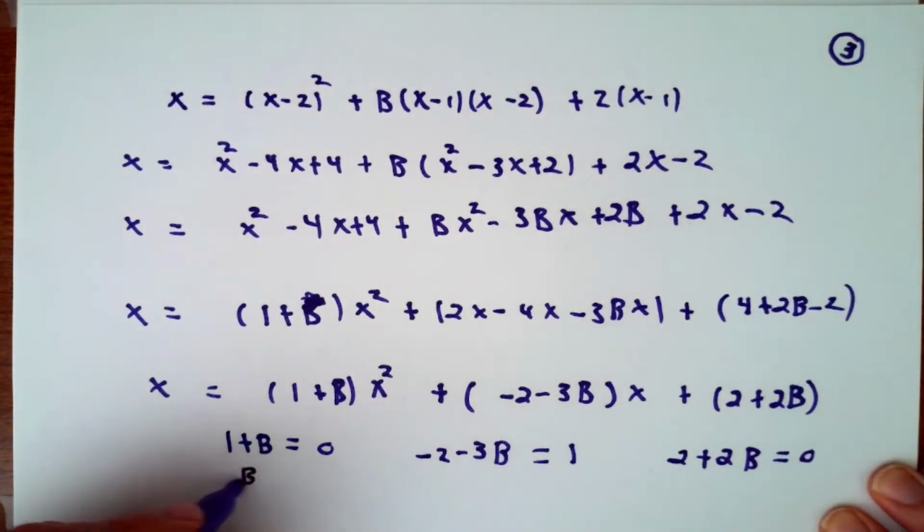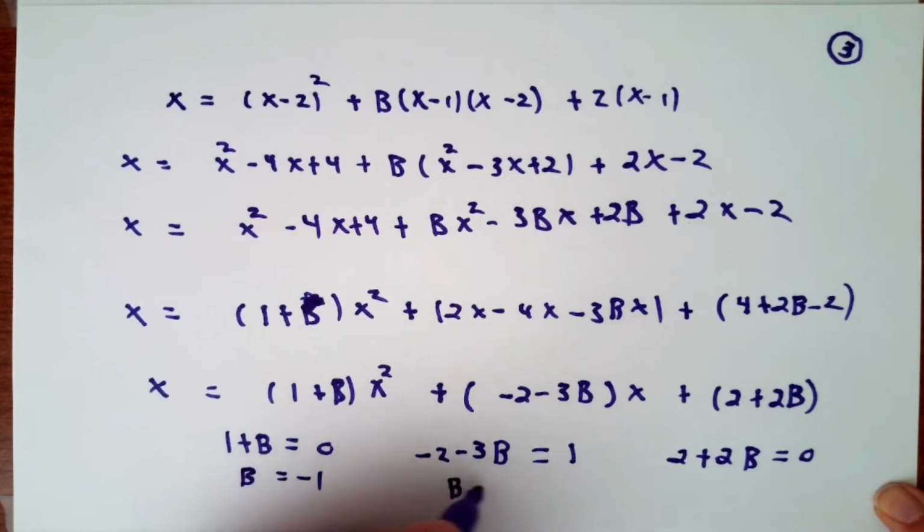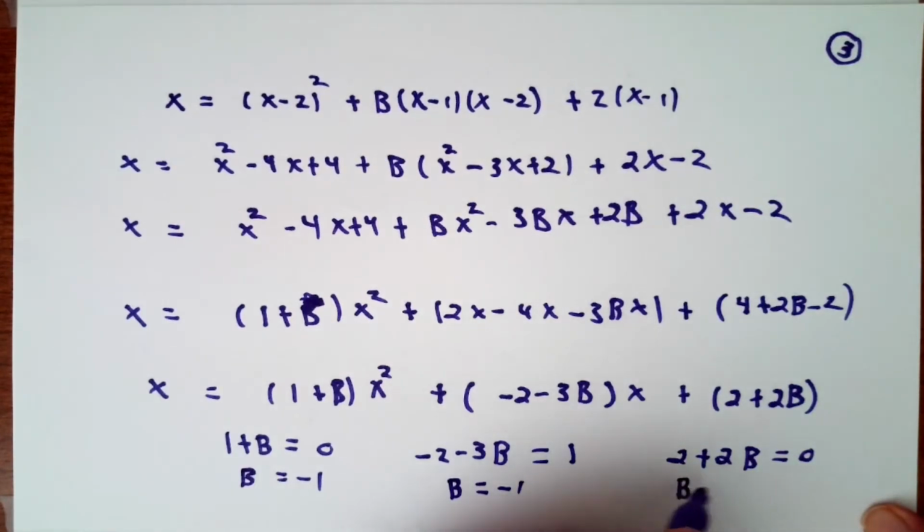If I look at each one of these expressions, the first one obviously says b is negative 1. The second one says negative 3b is 3, which says that b is negative 1. And the third one says that 2b is negative 2, and that tells me that b is negative 1. So we actually get the same result that we had before.